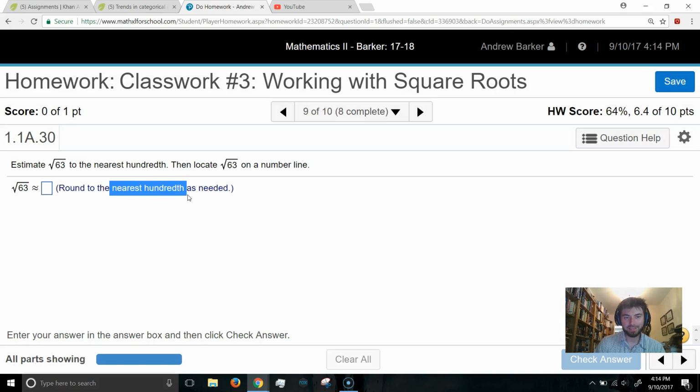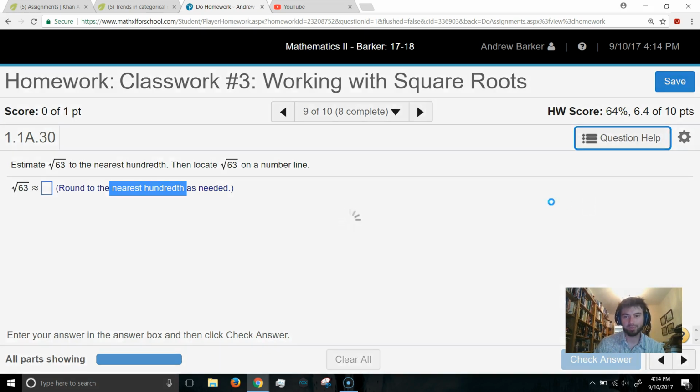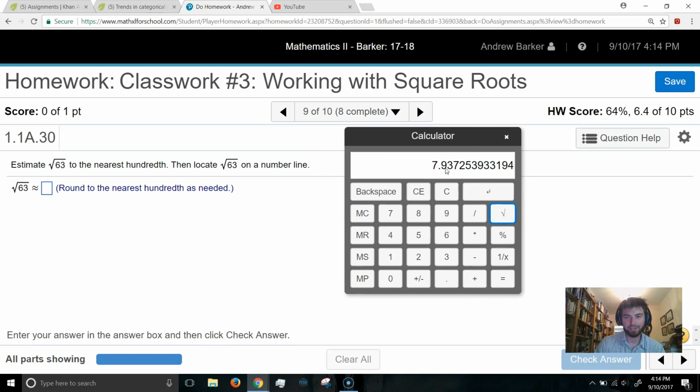Now it's asking for the nearest hundredth. So the square root of 63 is going to be pretty close to 8, because the square root of 64 is 8. But they want nearest hundredth. They have a process that you can use to figure it out, but I want you guys just to use a calculator and be able to round to the nearest hundredth. So it'd be 7.94.